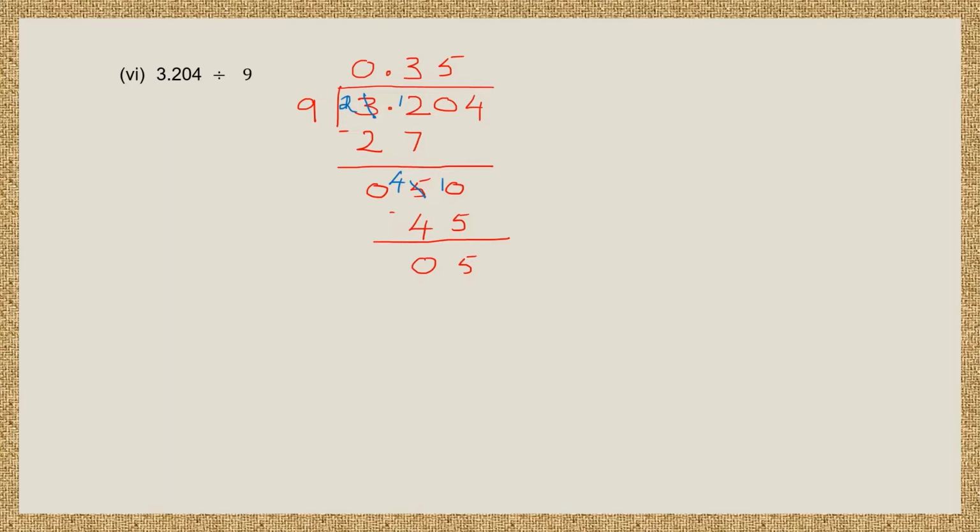I bring down the next digit, which is 4. Now my number is 54. Tables of 9. 9 sixes are 54. Minus. So I have got my answer. My final answer is 0.356.